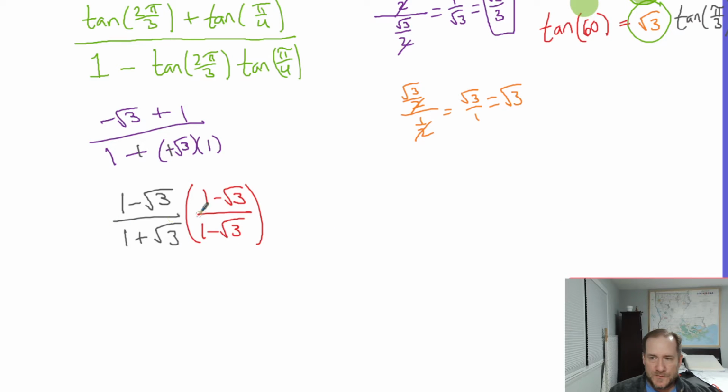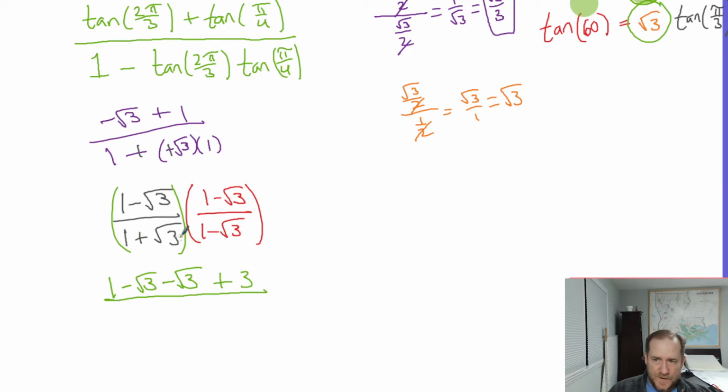Now what we're doing is we're FOILing. So I'm going to go first times first. 1 times 1, that's 1. Then I do my outers, and I get a negative root 3. Then I do my inners, and I get another negative root 3. Then I do the last times the last, and I get a positive root 3 times root 3, which is technically root 9, and the square root of 9 is a normal 3. So this is my numerator expanded.